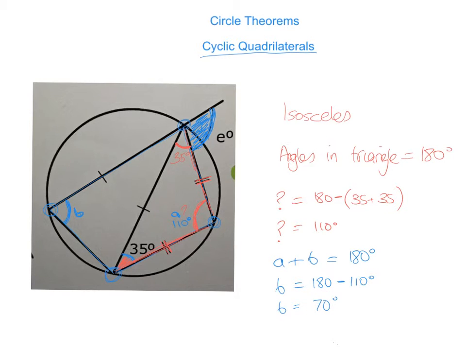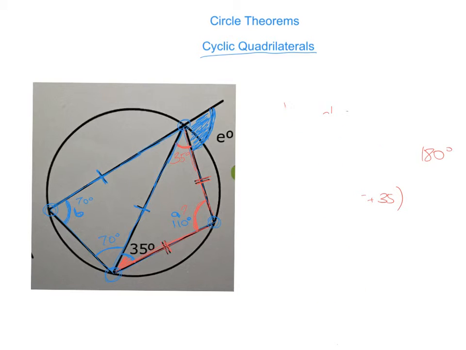Now, how does that help us work out what E must be? We now know that B is 70 degrees, so we can write in 70 degrees here. Have a look at this triangle, and we can see that again we've got lines here. Last time we had lines there, it meant that this line and this line are the same length. If they're the same length, we've got an isosceles triangle, which means if this angle is 70 degrees, then this angle must also be 70 degrees.